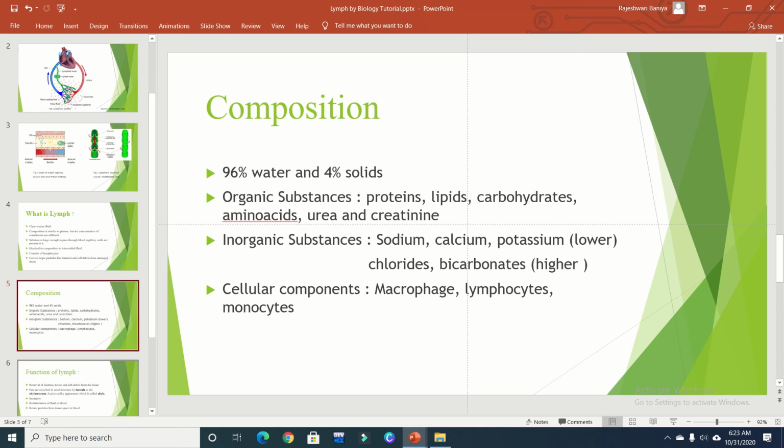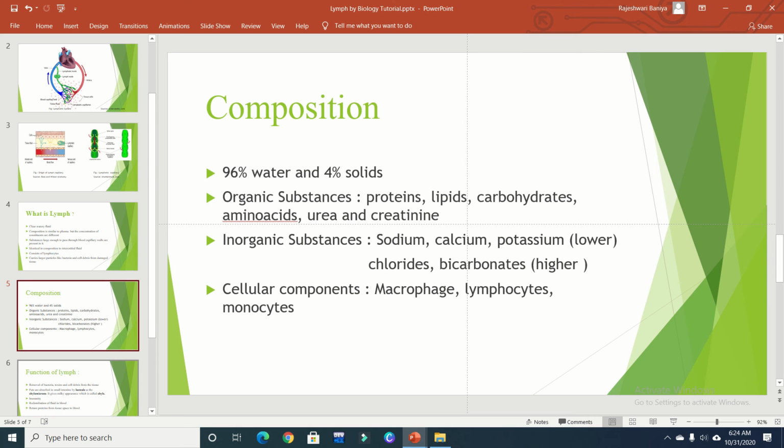Talking about the composition, it is composed of 96% water and 4% solid. In the lymph, different organic and inorganic substances are present. In the organic substances, there are proteins, lipids, carbohydrates, amino acids, and waste substances like urea and creatinine. Inorganic substances like sodium, calcium, potassium are present. Their concentration is lower than that of the blood plasma. Similarly, chlorides and bicarbonates are present. Their concentration is higher than that of the blood plasma.